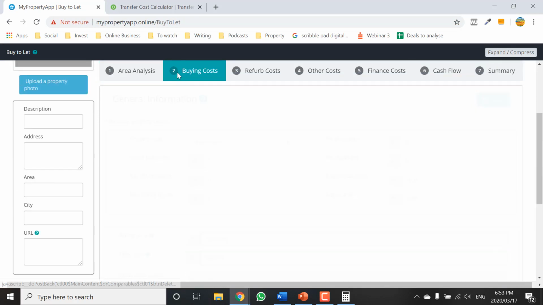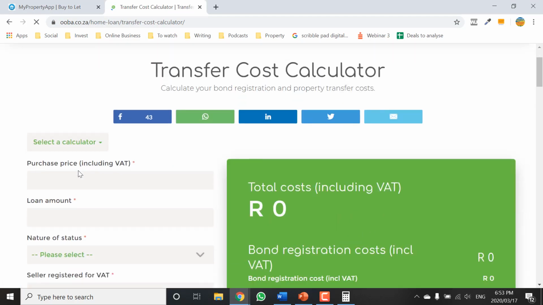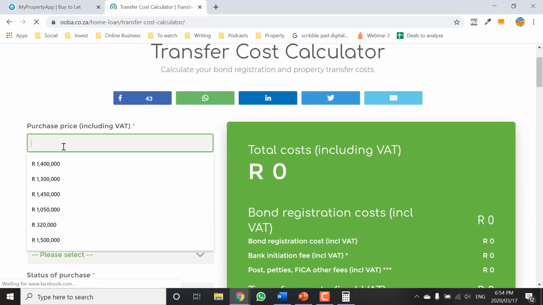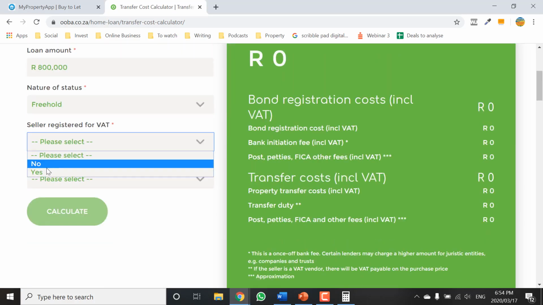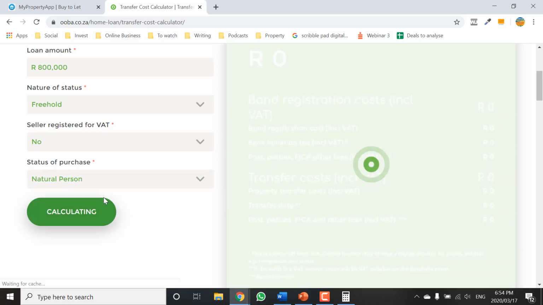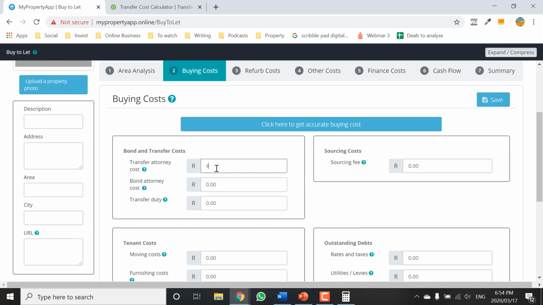Fantastic. Now we go to step 2, buying costs. Again, we're going to open up our Uber calculator. This is a great tool just for working out your buying costs. So the purchase price, as he said, 900,000. I'm assuming he's going to get a 90% loan, freehold, the seller is not registered for VAT, and buying as a natural person. Calculate, and your total buying cost will be 46,000, which is great.